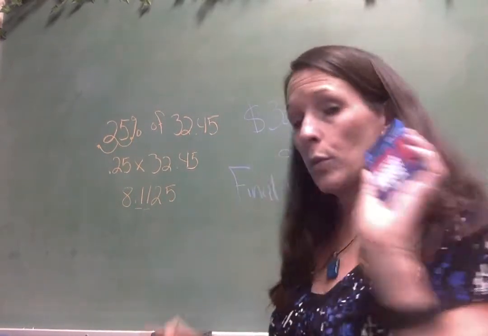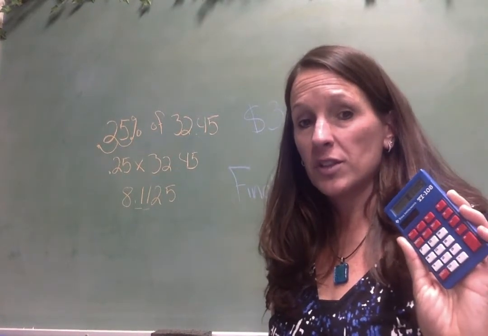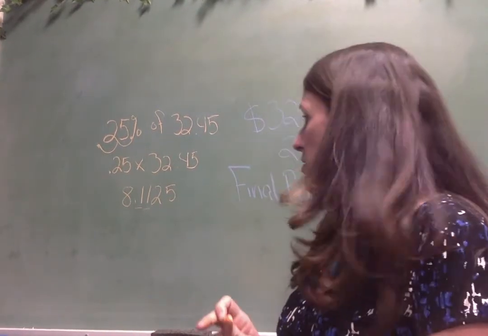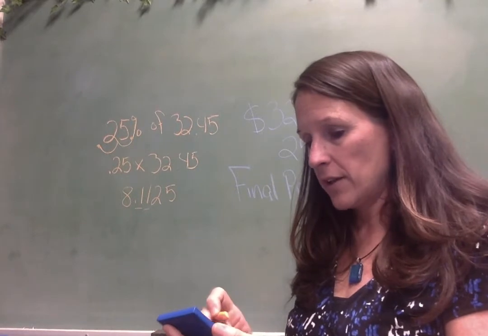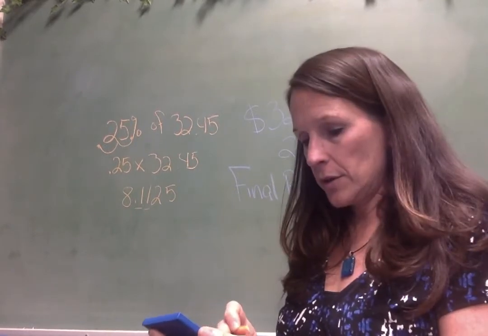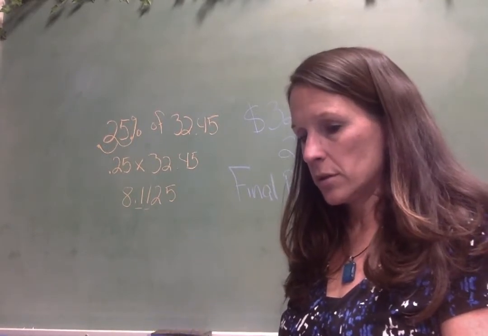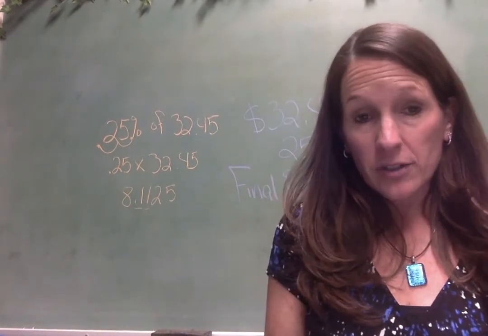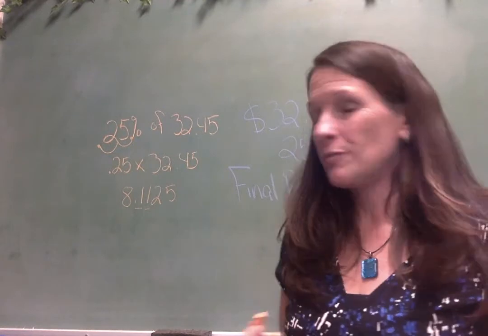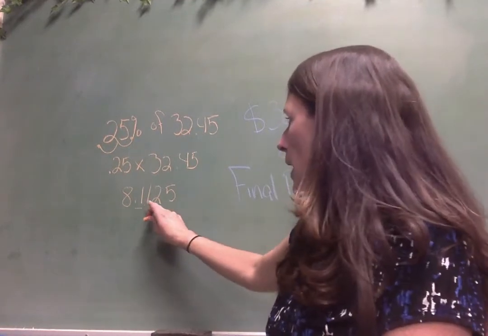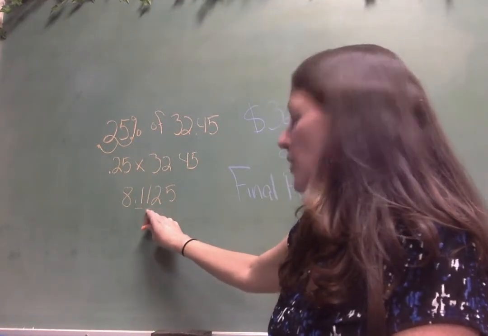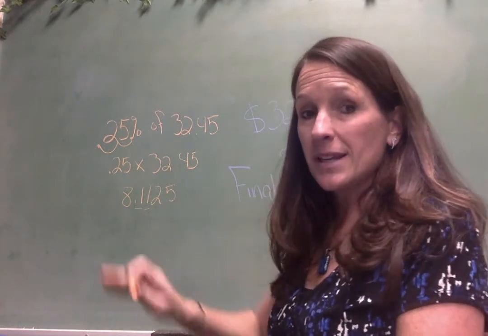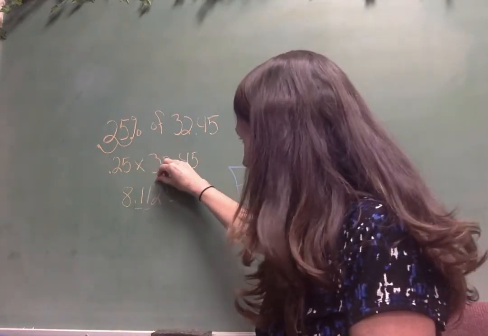So remember, when you have a calculator, I want you to do things twice, just in case you press the wrong button. So 0.25 times 32.45 equals 8.1125. I was right. So now I have to round my answer because I'm talking in terms of money. So I'm going to round to the 100th spot. So that means I need to look at the next spot over.